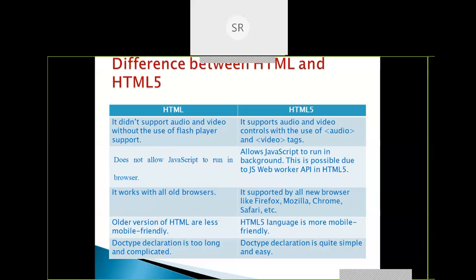And the last difference is that the doctype declaration is too long and complicated in HTML, and in HTML5 the doctype declaration is quite simple and easy. As you have seen, the first line of HTML5 is just the doctype tag. Okay, this is sufficient for creating any HTML5 document.